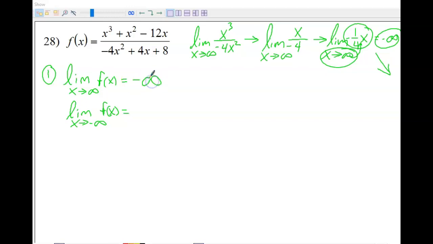So the answer to that one is negative infinity. Now let's do this one. What about the limit as x goes to negative infinity? Well, we looked at the chart already, and we said as we go to the left, the function goes up.